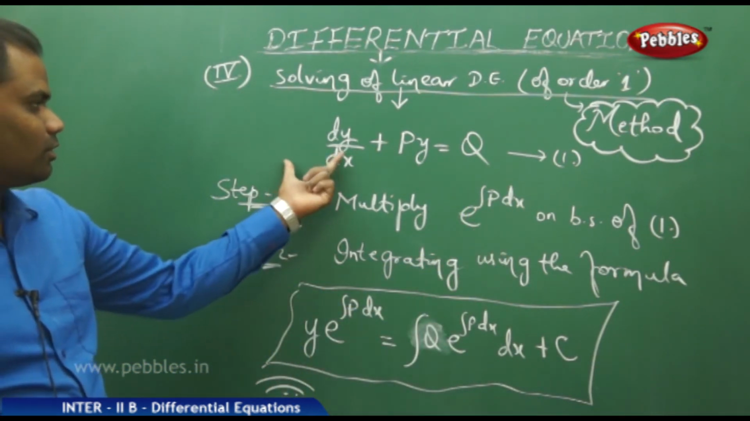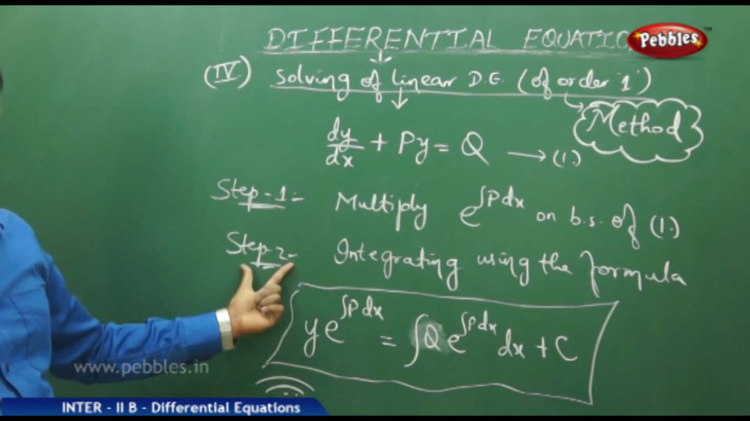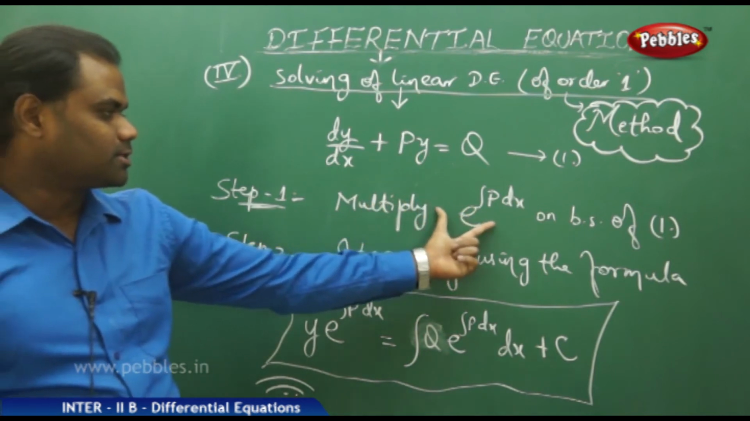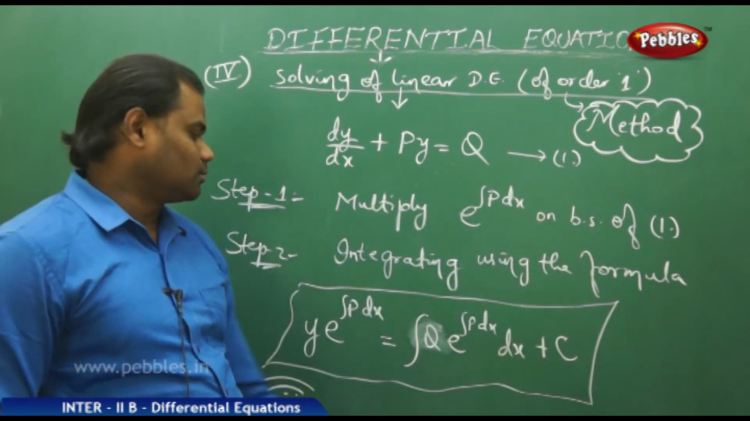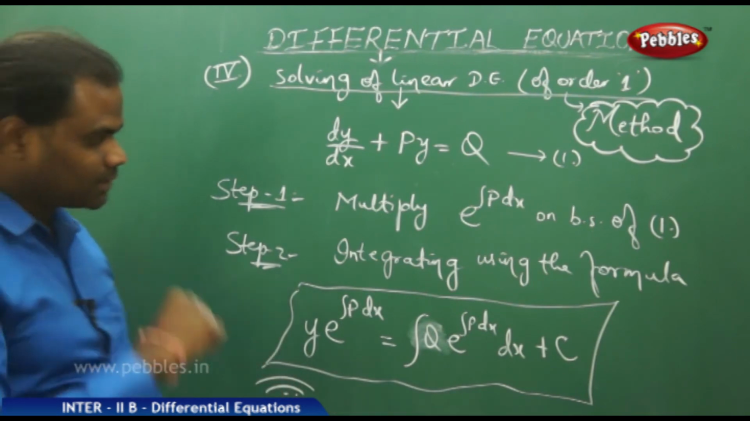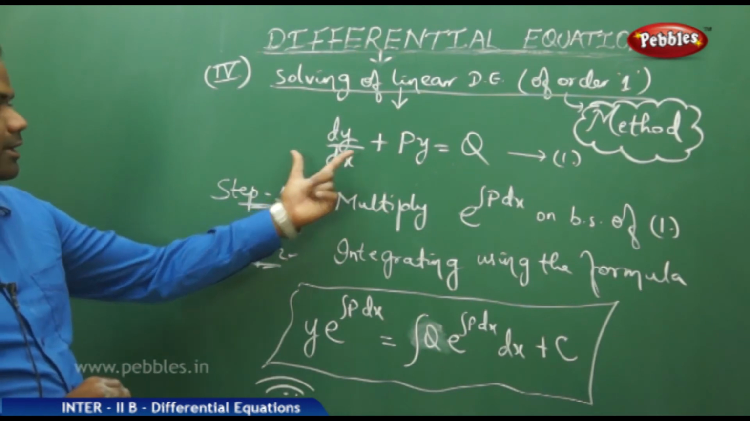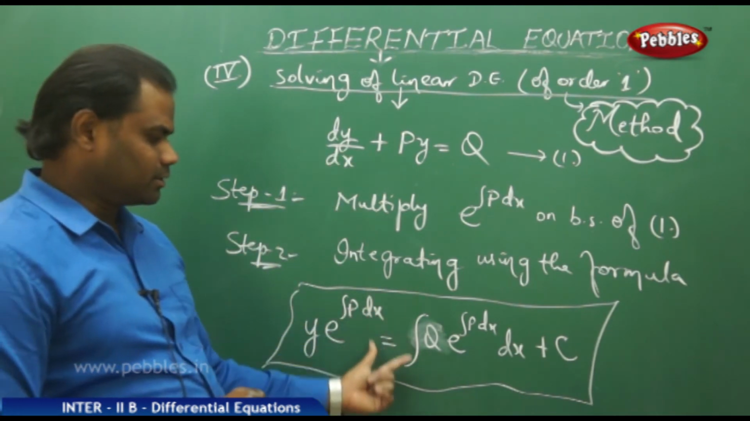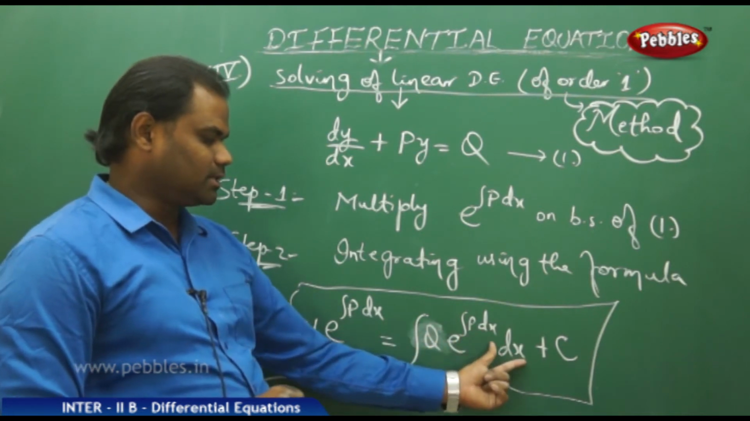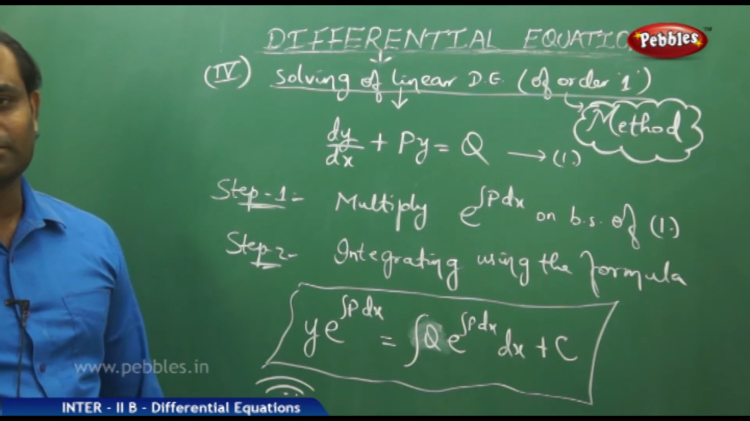So the solution of equation 1 is obtained by two steps, step 1 and step 2, with the first step involving multiplying this on both sides of equation 1, and step 2 involving integrating using the respective formulae, and hence this reduces to the solution y e^(∫P dx) is equal to ∫Q e^(∫P dx) dx + c. This is how we obtain the solution.